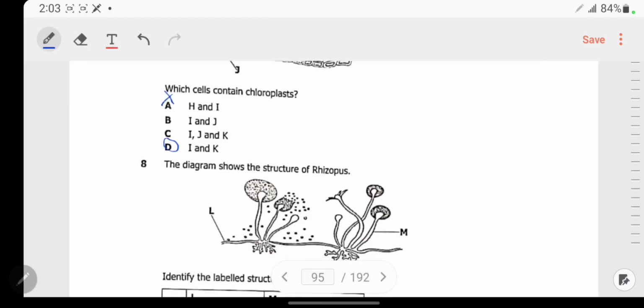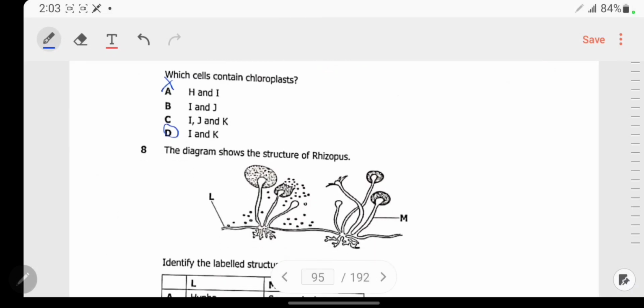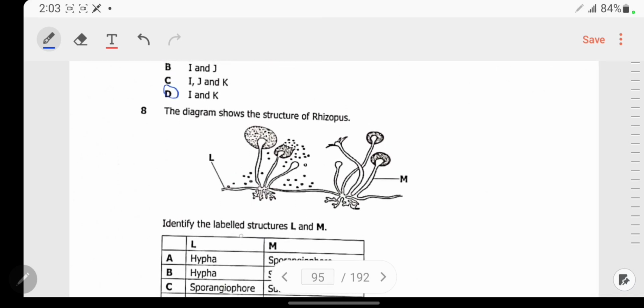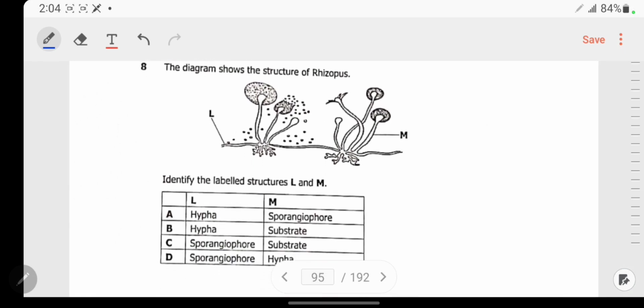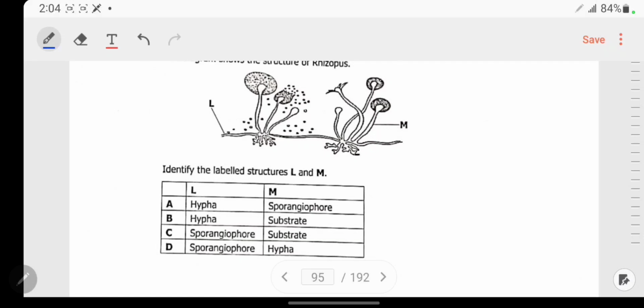Moving on, we are on question 8. The diagram shows the structure of Rhizopus. We are asked to identify the labeled structures L and M. If you look at M, it should be the sporangiophore. Without any dispute, if M is the sporangiophore and we only have one such option, the answer is A. You will realize that even L is the hypha, which corresponds to our choice.